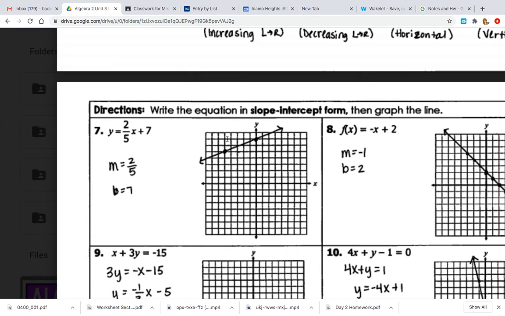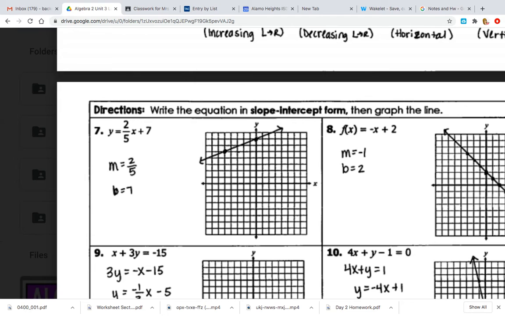From that point, I have a positive slope. So I can go up 2 and to the right 5. So up 2, right 5 because it's positive. But it also can go negative, as long as the other one's negative, because a negative divided by a negative is a positive. So I can go down 2 to the left 5 from this point.